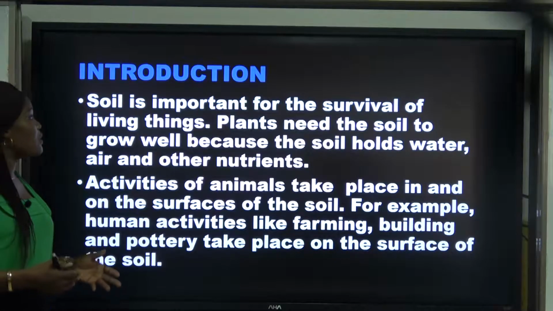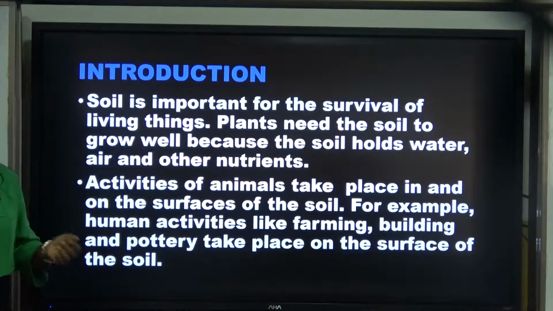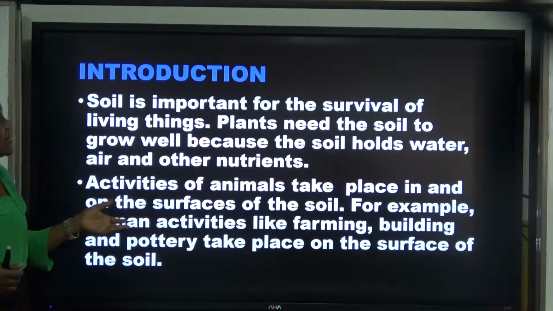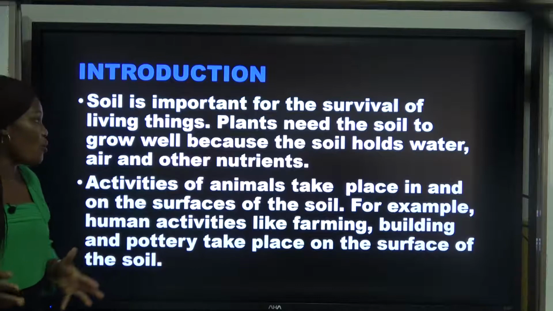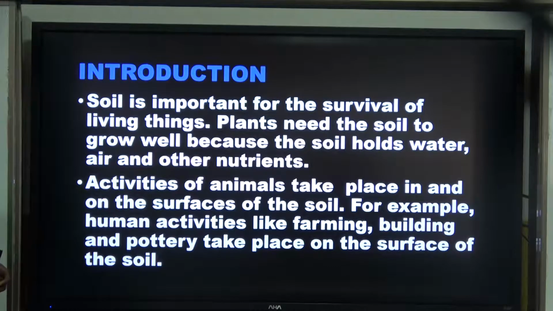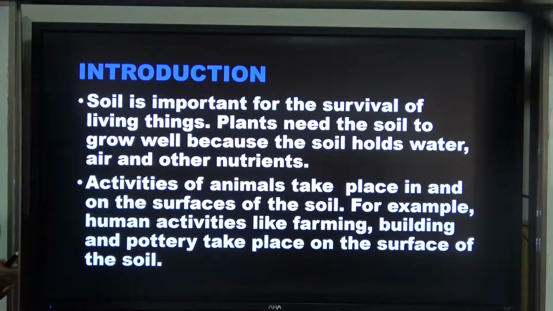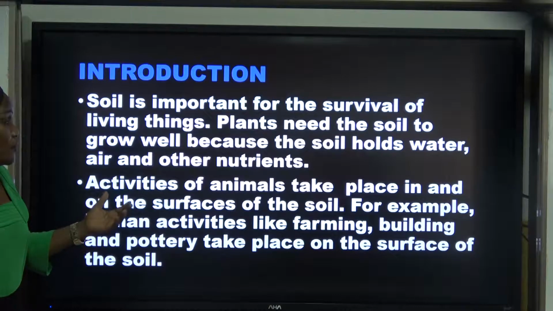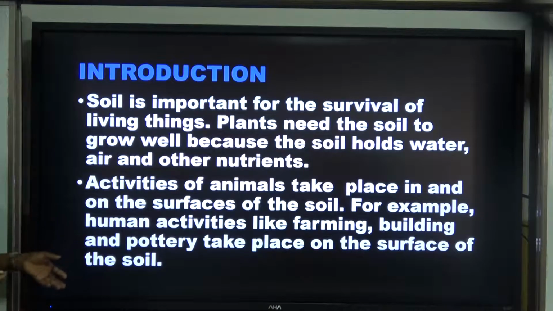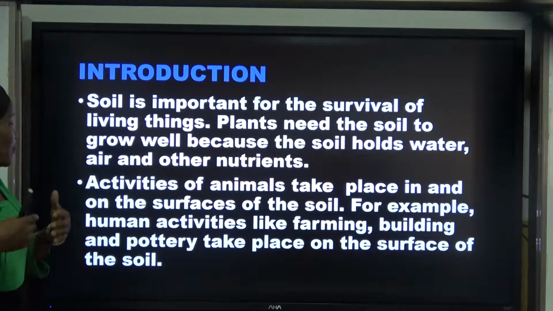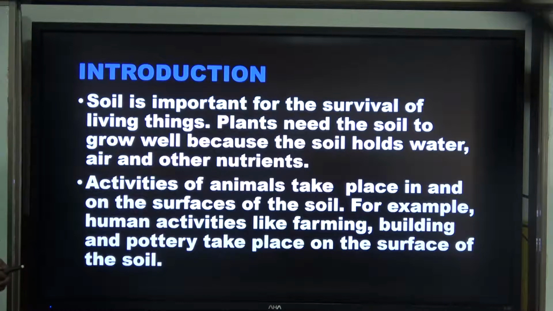Soil is important for the survival of living things. Plants need soil to grow because the soil holds water, air, and other nutrients. Activities of man and animals take place in the soil or on the soil surfaces. For example, building, farming, and poultry take place on the surface of the soil.